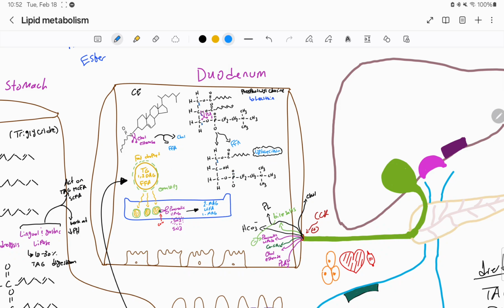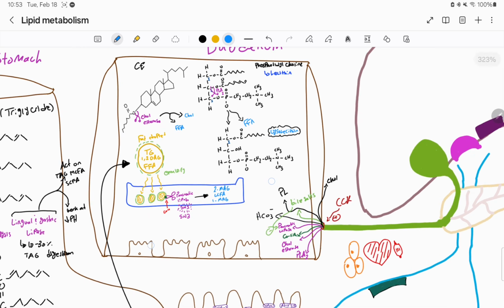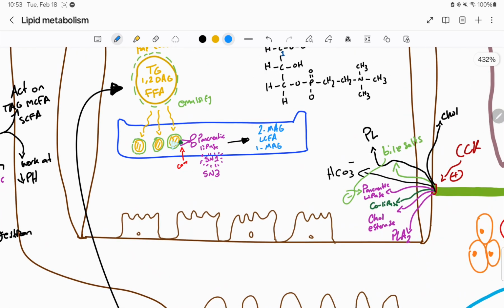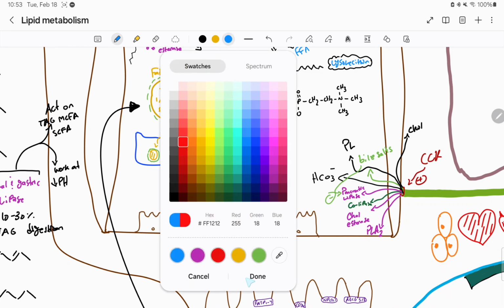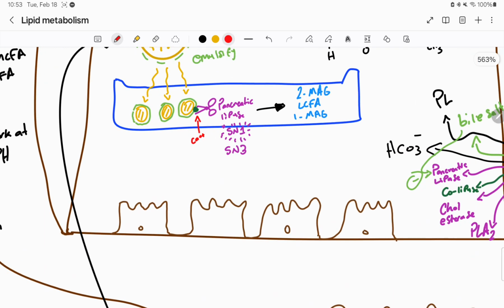But guess what? We're not done yet. We actually have to digest this guy even further. And guess what? When the pancreatic lipase digests these fat droplets, this fat droplet will keep shrinking in size until it forms this very small, negatively charged aggregate of lipid molecules.